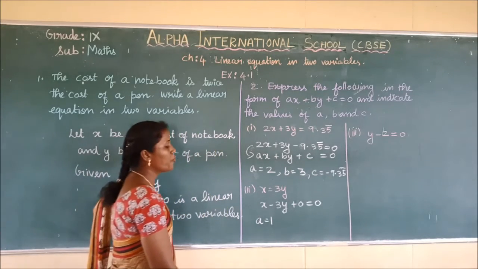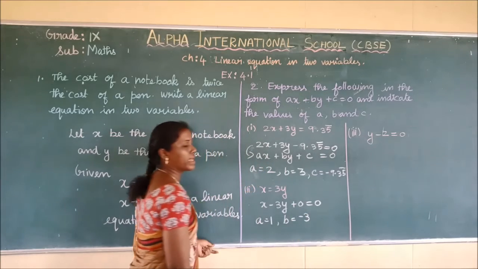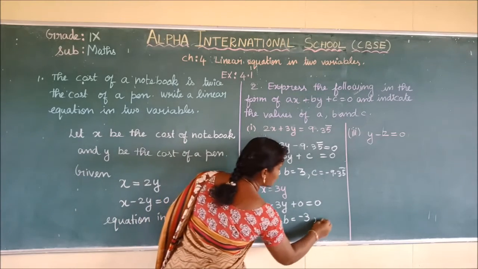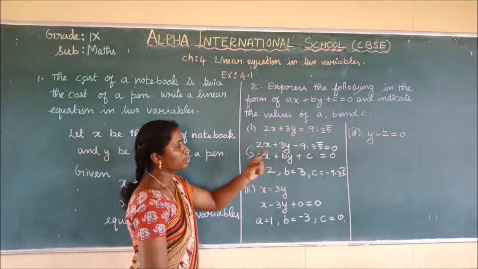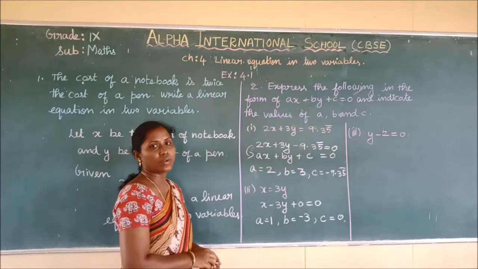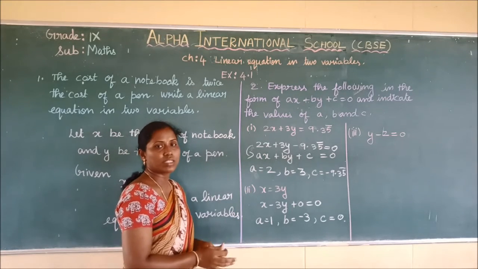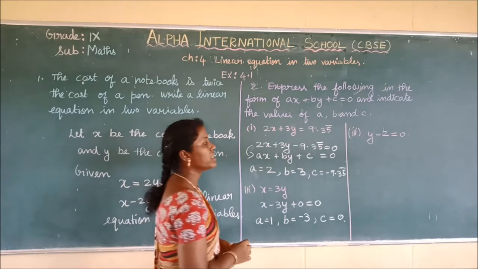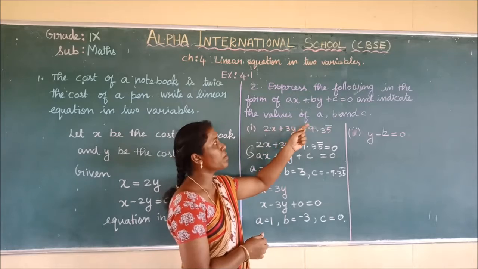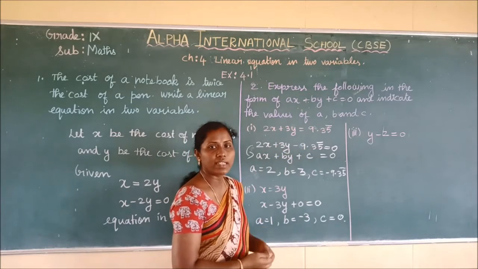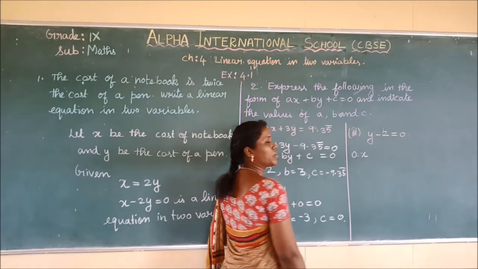And what is the value of b? b is equal to the coefficient of y, that is minus 3. There is no constant term, so we can take c is equal to 0. Now a different equation: y minus 2 is equal to 0. Already it is arranged in the form of y minus constant equal to 0. Here the x term is missing. So I have to give it in the form of ax plus by plus c. So how to express the x term? The missing term is just the coefficient 0 into x.